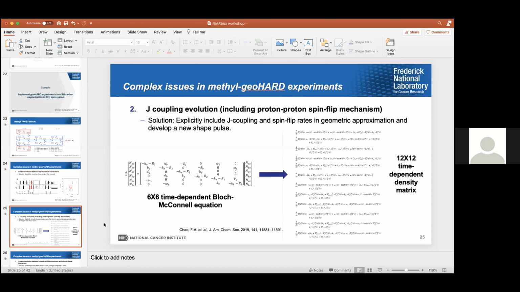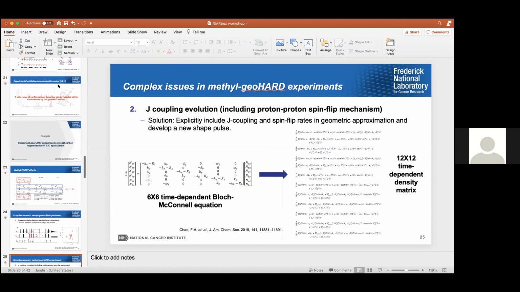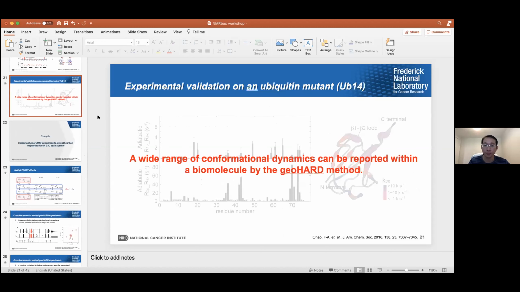So what kind of effect do remote protons have? For the amide, I suggest you don't do it. If you cannot do it on a small protein that is fully deuterated, don't do it, because you will get an artificial dispersion profile.